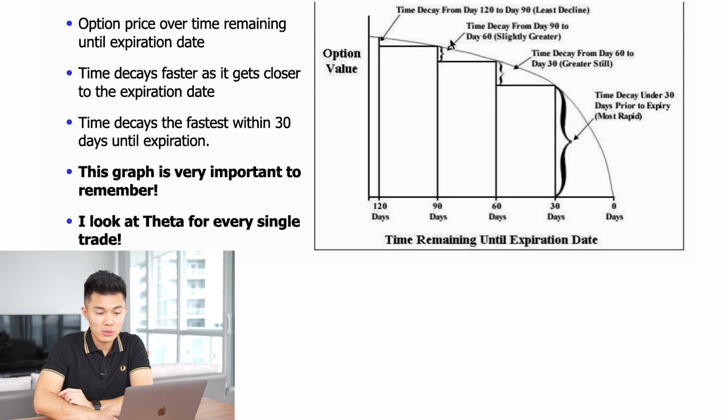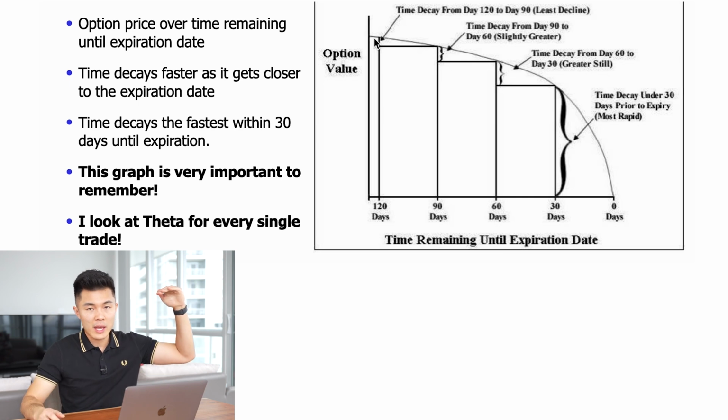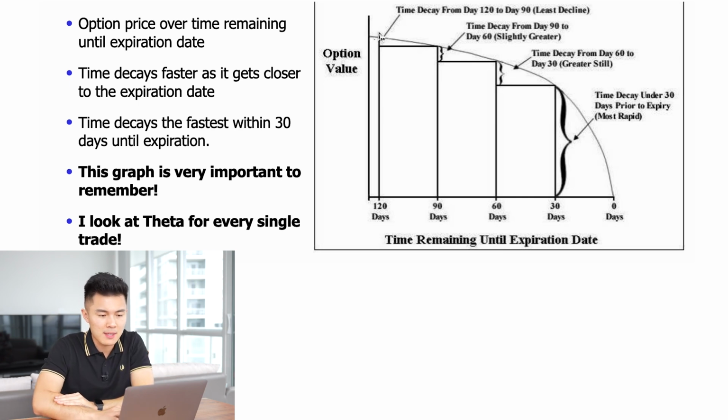As we get closer to 0 days, you start seeing the slope, which is the angle of the curve, getting steeper, right? So what does that mean? That means that the theta value is getting bigger. So if you are buying an option and your expiration day is within 30 days, that means every day that goes by, you're paying a lot of theta. So it's very expensive for you to buy a short-term option.